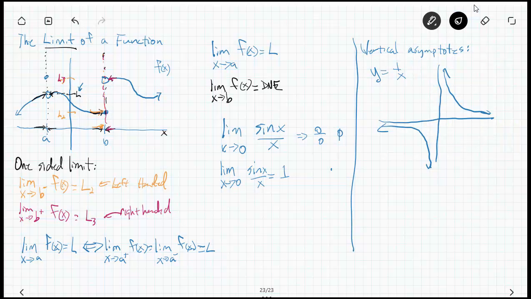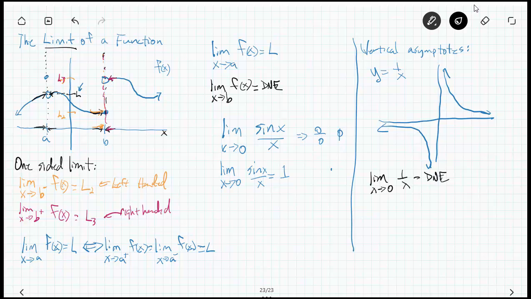And vertical asymptotes. Now, notice, hopefully, by now, you realize that the limit as x approaches 0 of 1 over x does not exist. It ain't there, because my left hand is heading for negative infinity, my right hand is headed for positive infinity. Even if they were headed for the same infinities, the limit wouldn't exist. Do we agree with that?